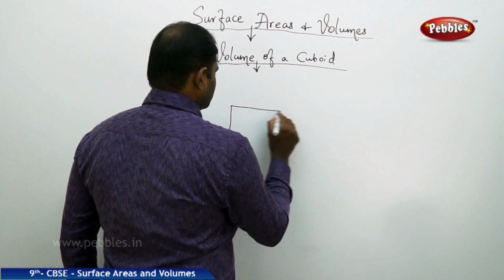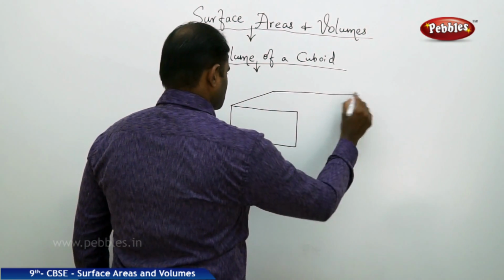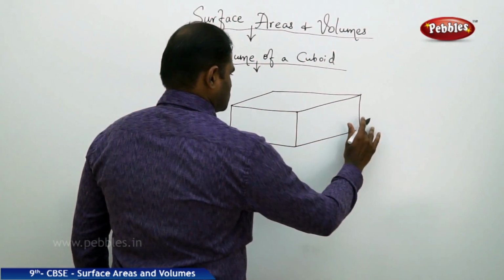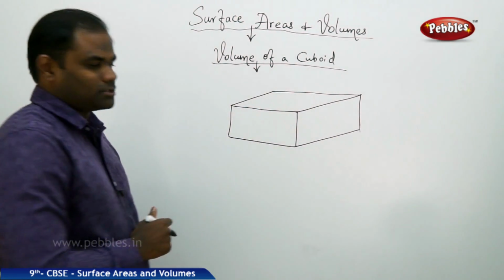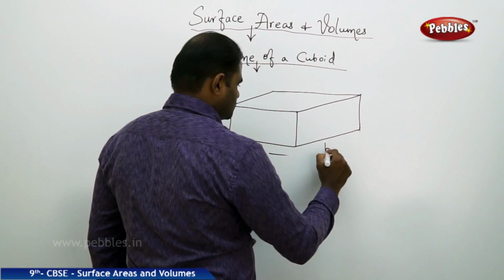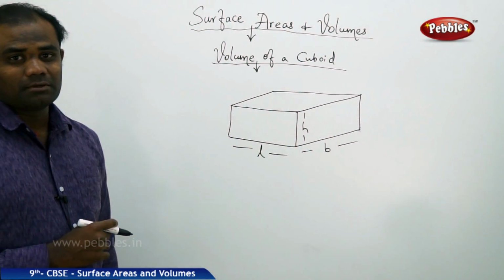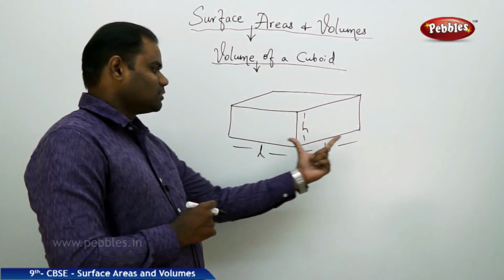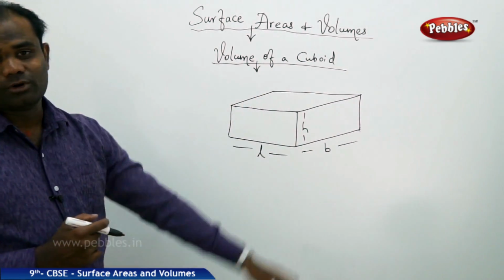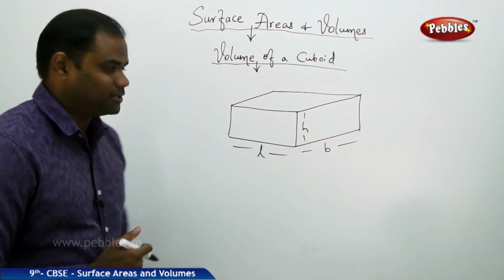I have a cuboid which looks like the shape of a rectangular box. Now this is a rectangular box which is in the shape of a cuboid. We have its length, its width, and its height. A cuboid has three main important dimensions. One is the length, one is the width, and one is the height. And how do we find the volume of this cuboid? It is all based on the length, breadth, and height of the dimensions.